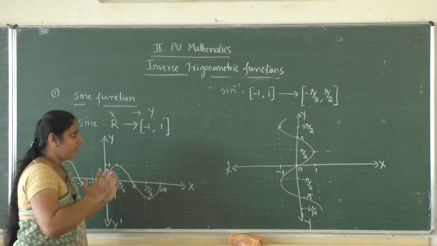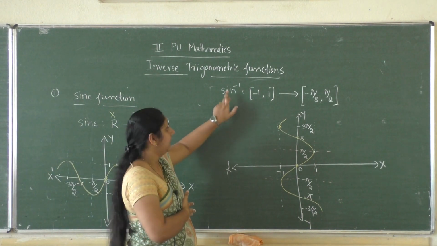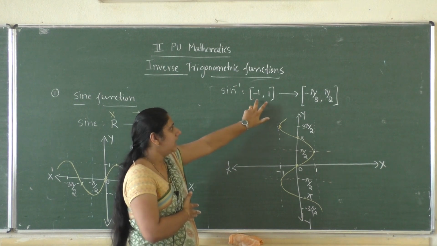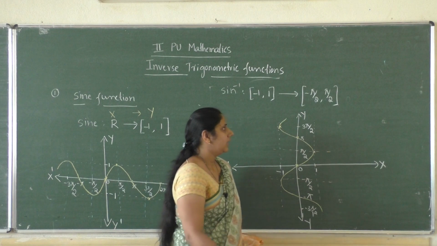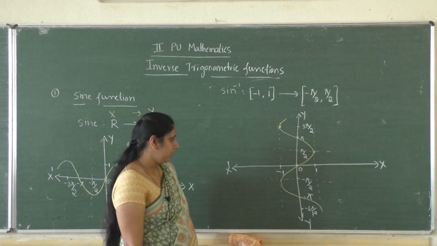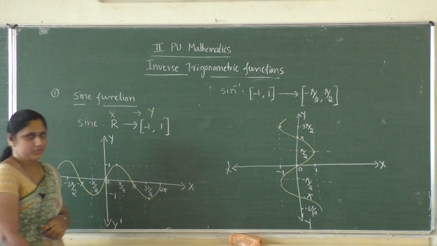So we now define the inverse of sine, that is sine inverse, whose domain is the closed interval minus 1 to 1 and range is the closed interval minus pi by 2 to pi by 2, and this is the graph of the sine inverse function.